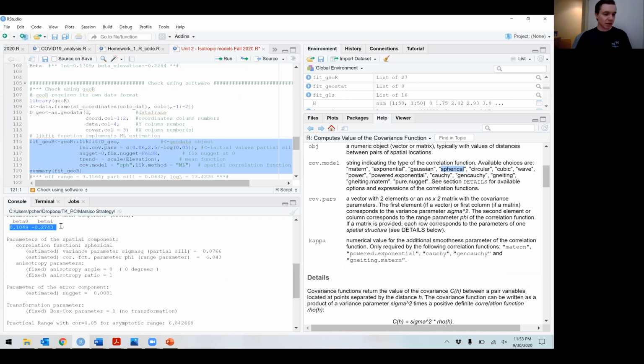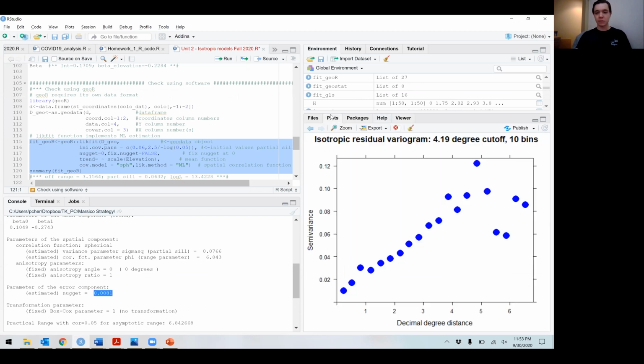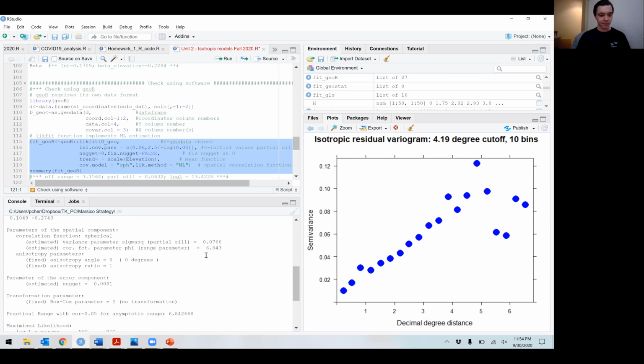And this change is quite small. We now do have a small difference in the partial sill. The nugget is still estimated at 0. So for now, I'm quite comfortable with what's going on. My range parameter is now identical to the effective range, and that is because of the spherical correlation function. These have identical interpretations only in the spherical correlation function. That was not the case in exponential, if you recall.